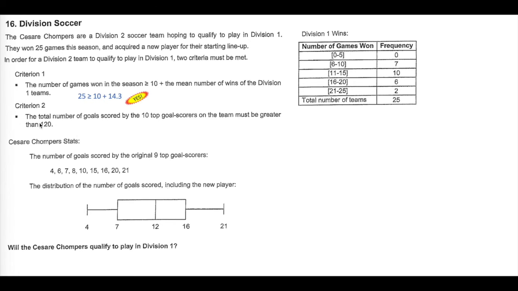Now criterion number 2 says the total number of goals scored by the 10 top goal scorers on the team must be greater than 120. We're given the top 9 here. We have the top 9 and then the 10th, the new player. So we have the top 10 players here. We want to figure out the total number of goals scored by the top 10 goal scorers. So here we have 9 and we're missing 1.